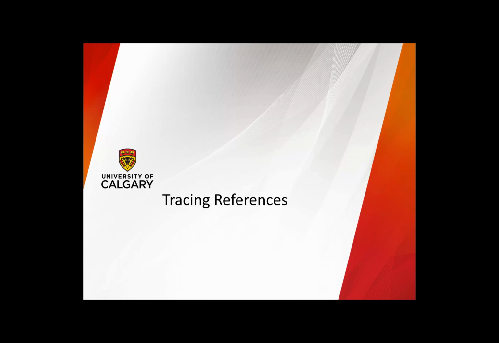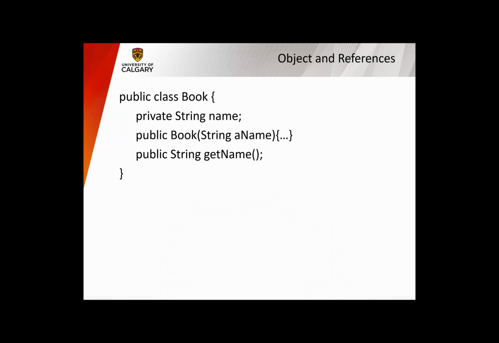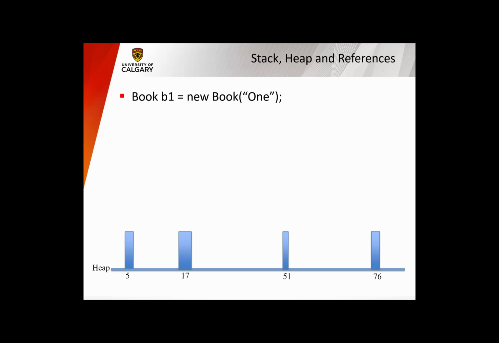Let's look a little deeper into tracing references and also how privacy leaks happen, even when the instance variables are private. So an example I'm going to use here is a class called a book. A book has a name. I'm just keeping it really simple. We're just looking at a trace. So there is a single constructor that takes the name as an argument and a getter method for the name.